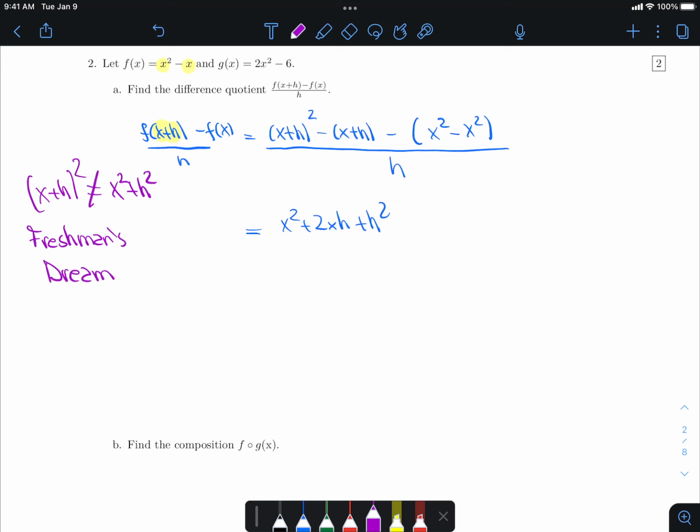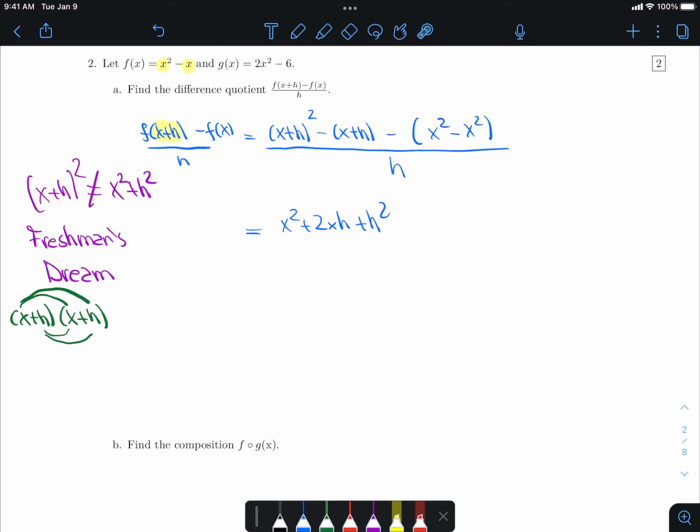When people make that mistake, it's such a common mistake that people call it the freshman's dream. So be careful so you don't make that mistake as well. So this first thing expands into this. You can also FOIL if you want. If you want to be safe, you can write x plus h times x plus h, and then do x with x, x with h, h with x, h with h, and you see that that's exactly what comes out.